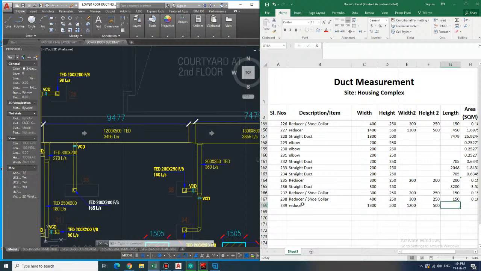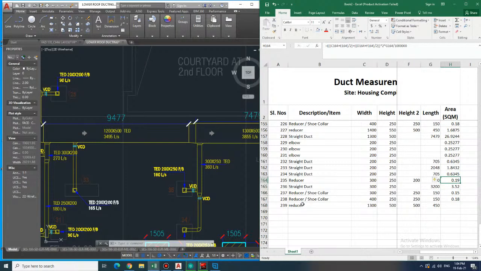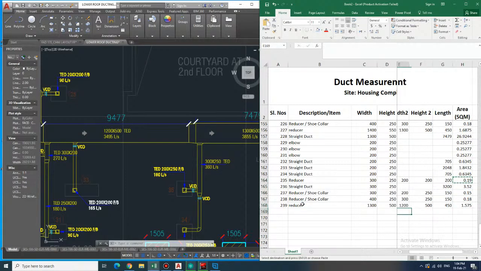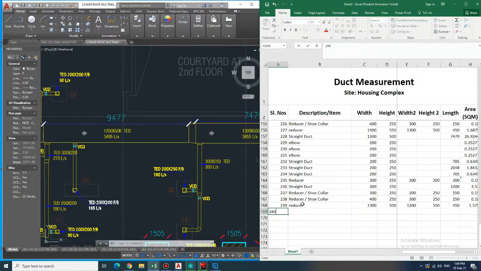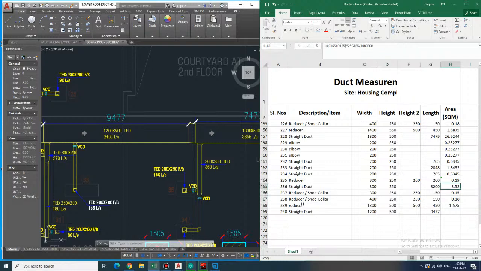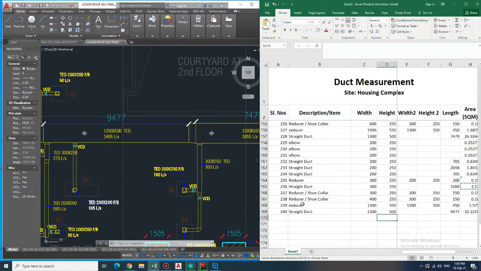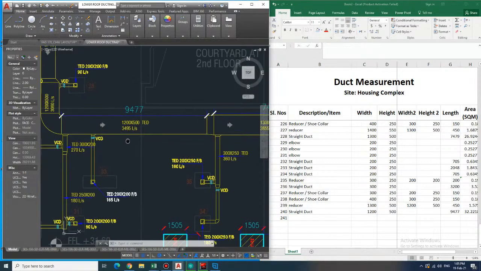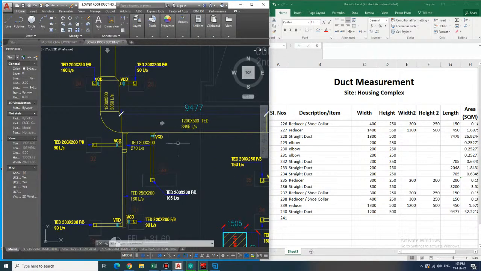So 1300, change it to 1200. Length is 450. Put the reducer equation. 1.5 square meter will come. 240. Again we go to the straight duct 1200 by 500. Length will be 9477. We'll apply this to here. 32 square meter will come. 241. These two branches will take.